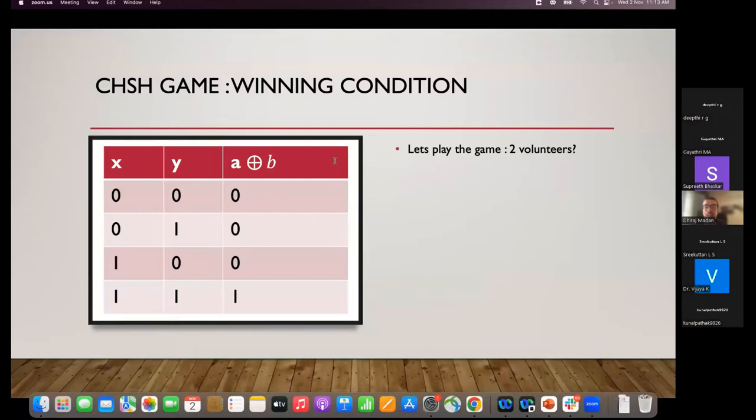So maybe I'll give you a couple of minutes and you can discuss your winning strategy over chat. So you can have a private discussion or public discussion, whatever way you want to communicate. So you can take a couple of minutes and discuss the strategy which you are going to follow. So Deepti, I'm making you Alice, and Supreet, I'll make you Bob.